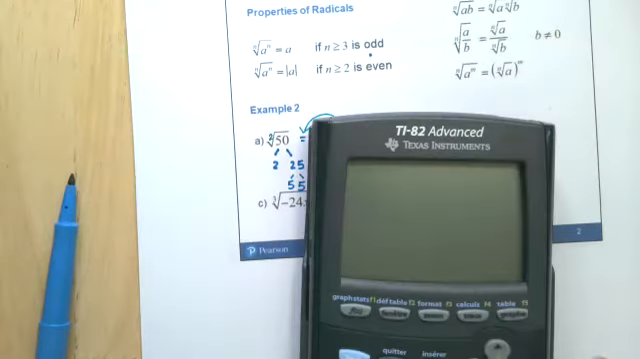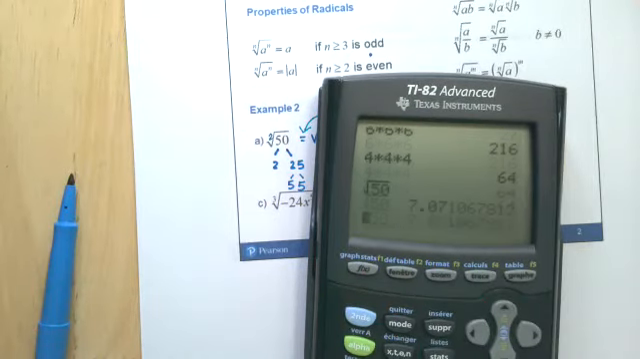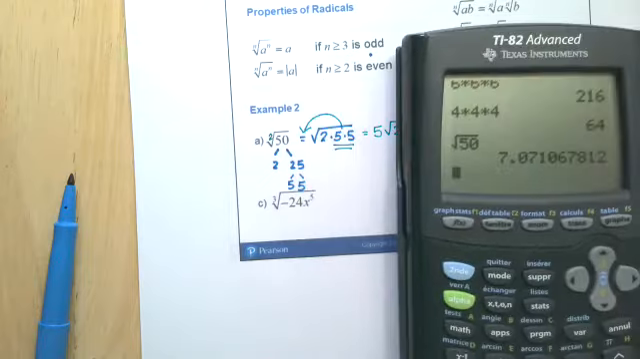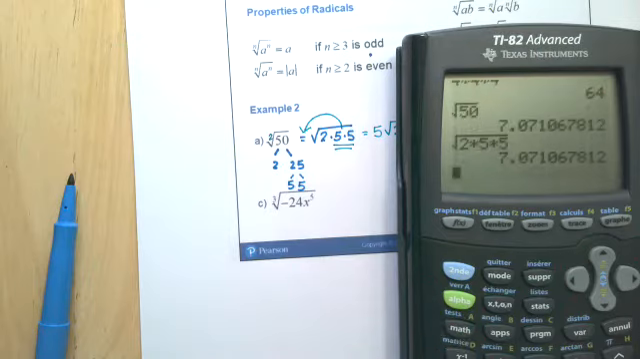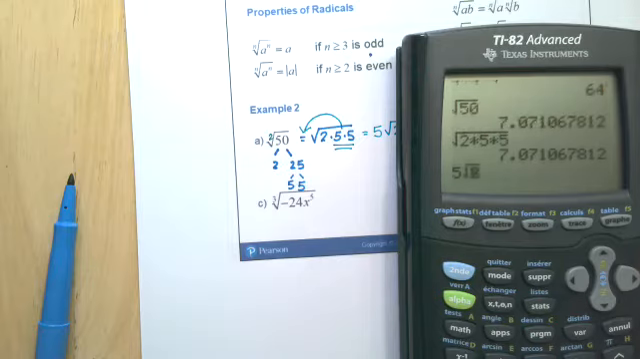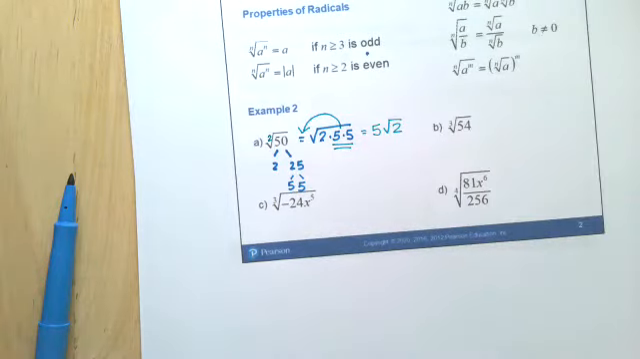Let's check. Square root of 50 is the square root of 2 times 5 times 5, and that's 5 square root of 2. I'll give you the same number in your test. That's how you know you are correct.